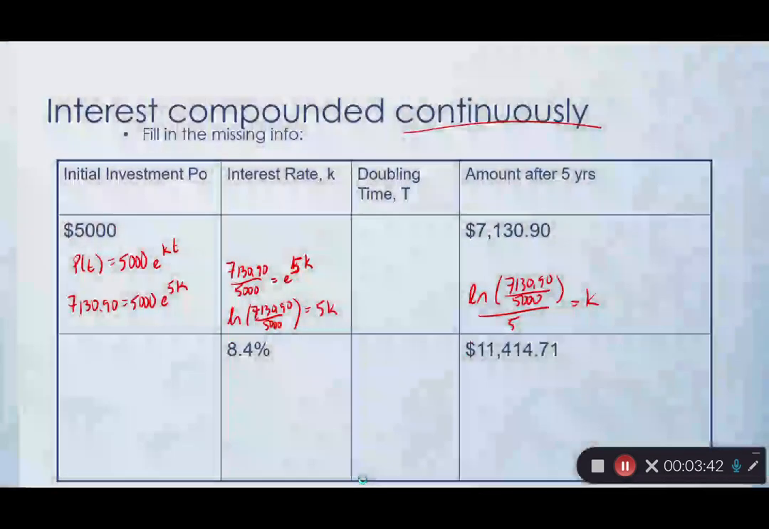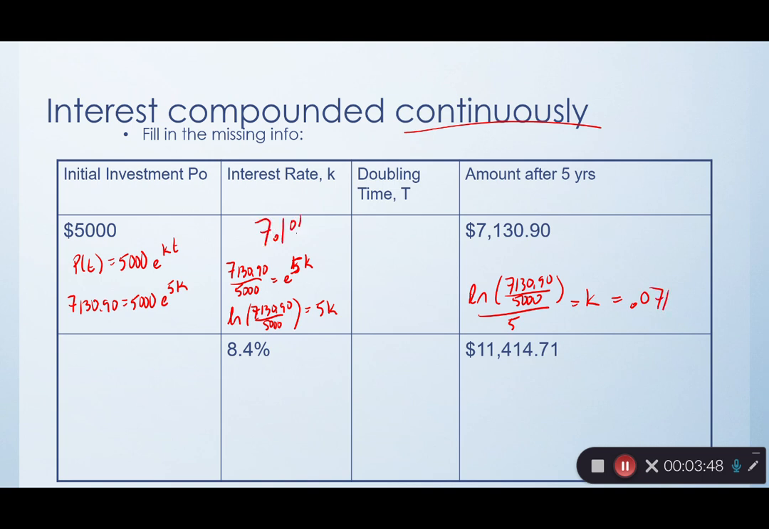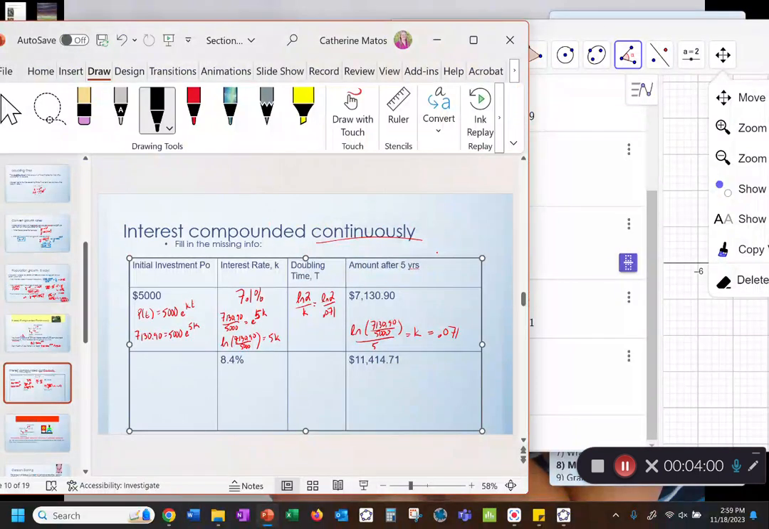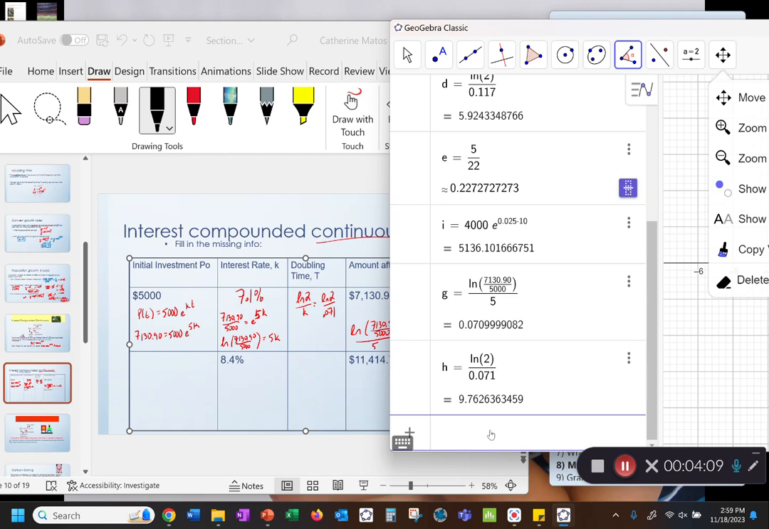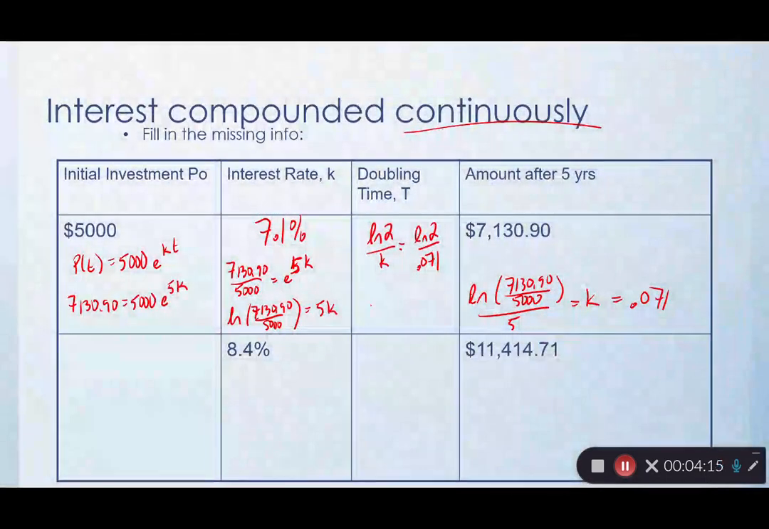All right, so 0.071, so we could say 7.1%. What is our doubling time? We're going to remember that that is ln 2 over k. So ln of 2 over 0.071, which again we got to go do in our calculator. Natural log of 2 over 0.071. So doubling time, 9.7626, and that's going to be years, right? And we know it's more than 5 because we hadn't doubled yet.